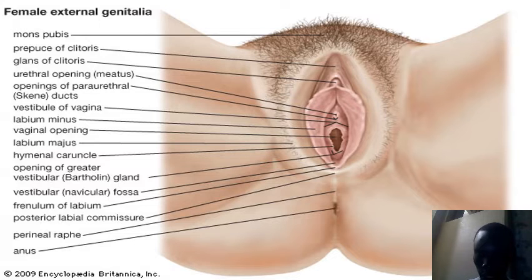And then we have the urethral orifice or opening, or the urethral meatus. Meatus means an opening. And also at the sides of the urethral meatus, we have the openings of the paraurethral glands or Skene's glands. So those are some of the openings within the vestibule.